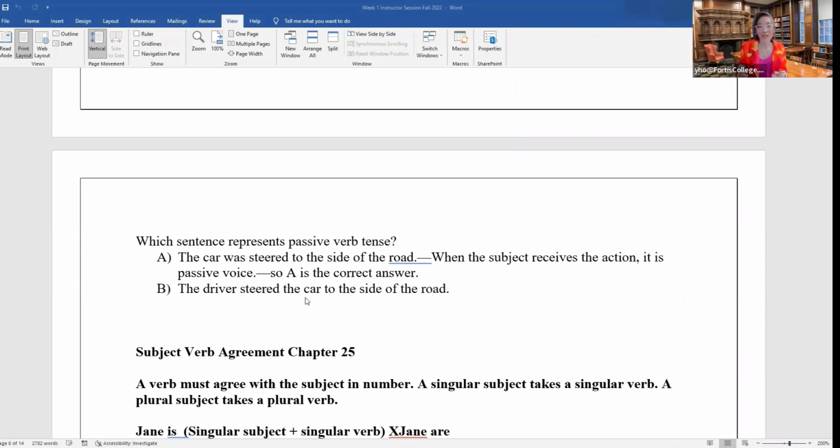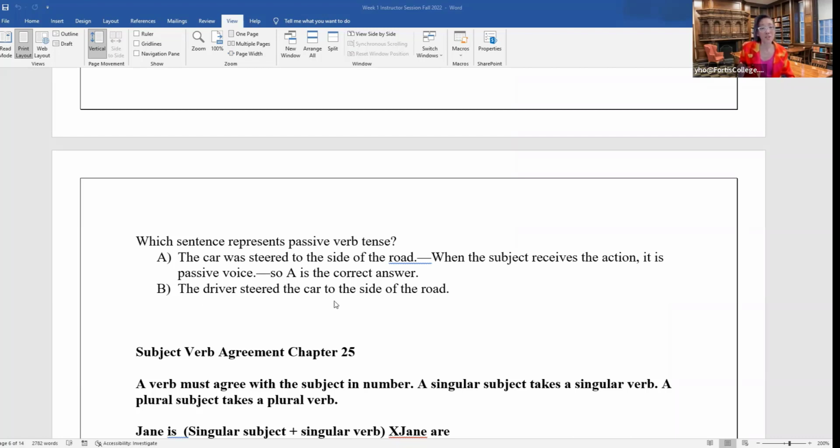Okay, two ways of doing it. Either you look at the verb tense, or you look at whether the subject is receiving or doing the action. So there are two ways of finding out whether something is passive or active voice. So the car was steered to the side of the road. This is passive voice because the car is receiving the action of being steered by the driver. And then another way is was, a be verb plus the past tense. Both of them earmark that as passive voice.